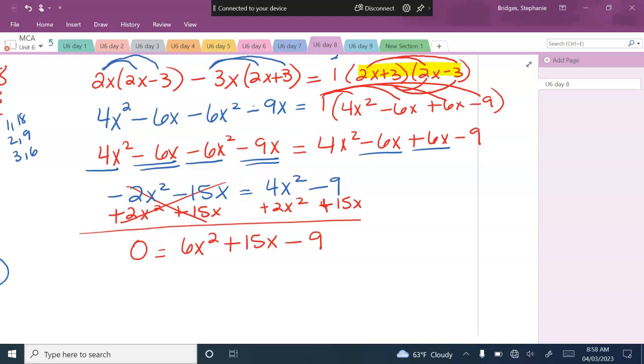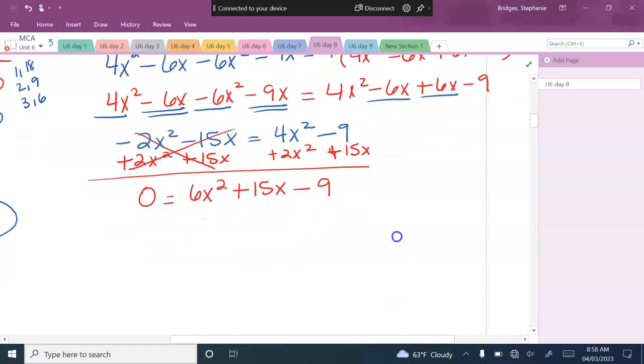What's the first step in factoring? GCF, yes. What do 6, 15, and 9 all have in common? A 3. And if I factor that 3 out, it's going to make my job a little easier. My trinomial now has smaller numbers, which is easier to factor. So I want you to hold on to that 3 and take a minute and figure out how to factor 2x squared plus 5x minus 3.